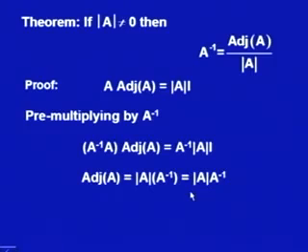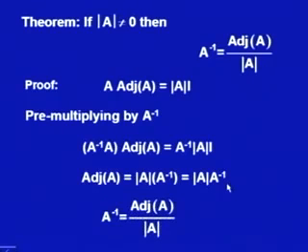So, what we have is adjoint A is equal to determinant A into A inverse. Because determinant A is simply a number, you can always divide both sides by determinant A. So, A inverse is equal to adjoint A divided by determinant A.